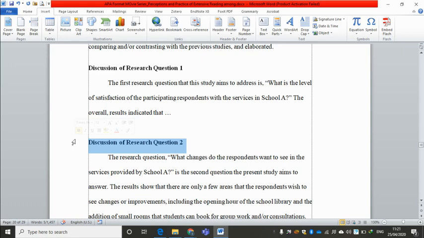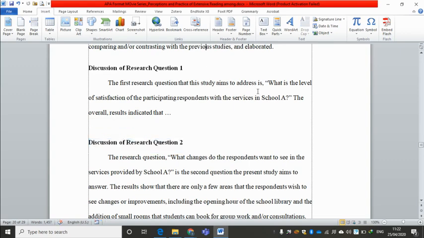So I think it's helpful. It's one strategy that enables us to get the discussion chapter completed quite conveniently, by doing it this way, by breaking it down into discussion of the first research question, the second research question, the third research question, the last research question, if you have 4 research questions in your study.